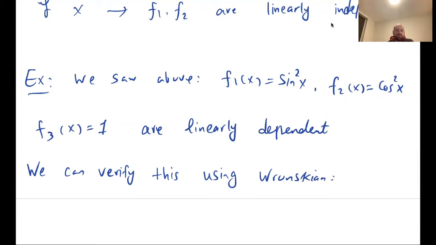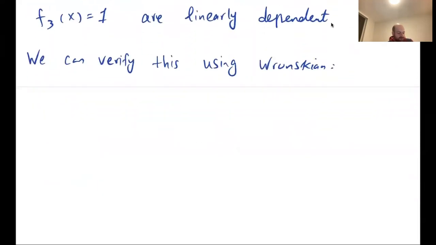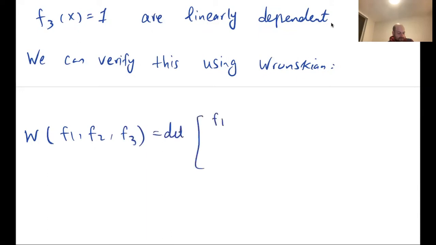In the previous method, we didn't use Wronskian. We just used the definition of linear independence. But if you use Wronskian, again, we get the same result. So what is W of F1, F2, and F3? It will be the determinant with rows F1, F2, F3; F1 prime, F2 prime, F3 prime; F1 double prime, F2 double prime, F3 double prime.